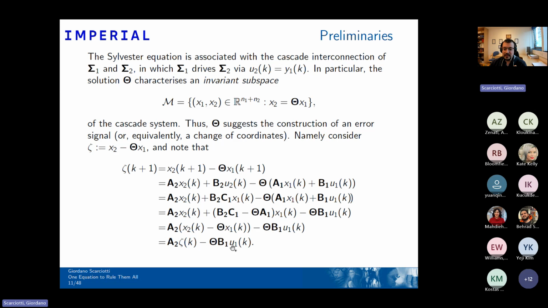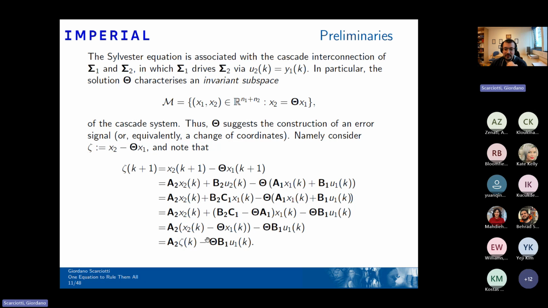Specifically, in the case in which U1 is identically equal to 0, what we have is just that the error dynamic is zeta of k plus 1 equal to A2 zeta of k, which, if our second system is asymptotically stable, means that this error goes to 0 and we end up on the manifold. This is the case, for instance, in applications like model reduction by moment matching, the direct interconnection. We actually have exactly this property that shows up.